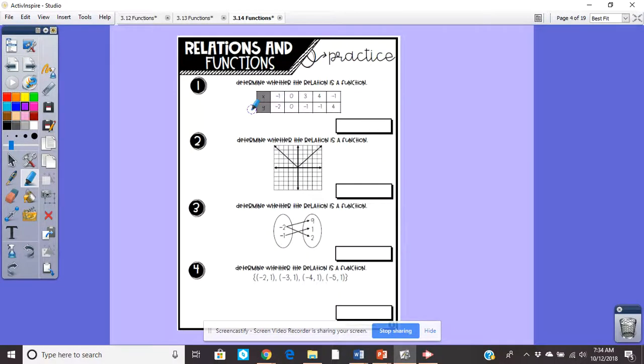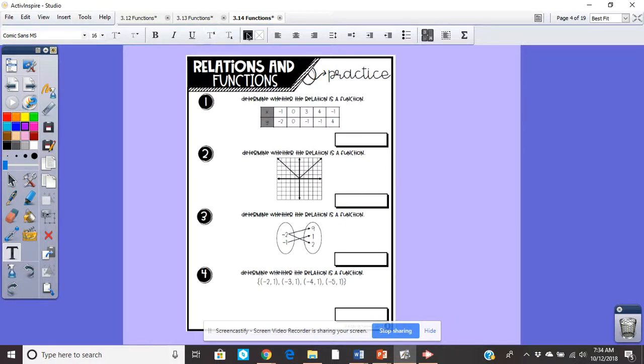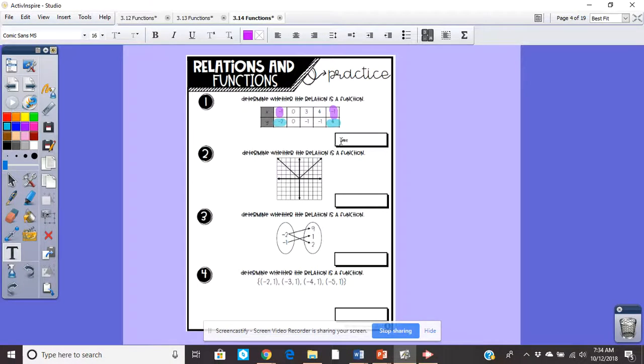All right, on the next page, same thing. Determine whether the relation is a function or not. So again, we check the x's. So I've got -1, 0, 3, 4, and then I've got -1 again. So -1 repeats. And so you do want to make sure that you check to see if they're pairing up with a different y value. Because if -1 was paired with -2 again, we'd be okay. But it's not, it's paired with a +4. So this is not a function.